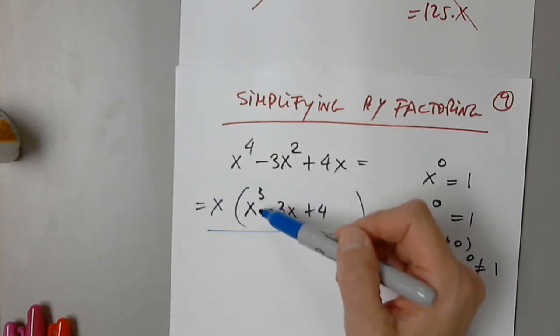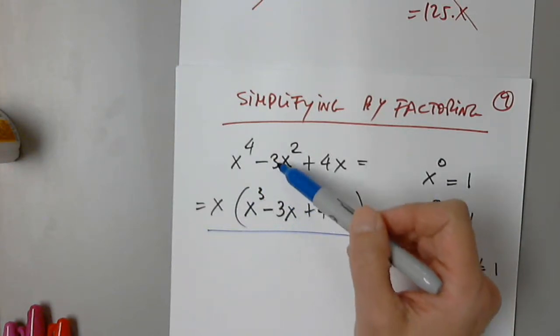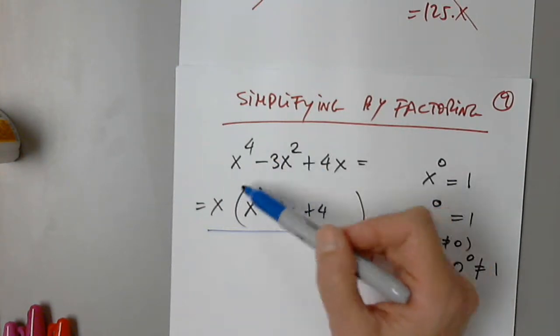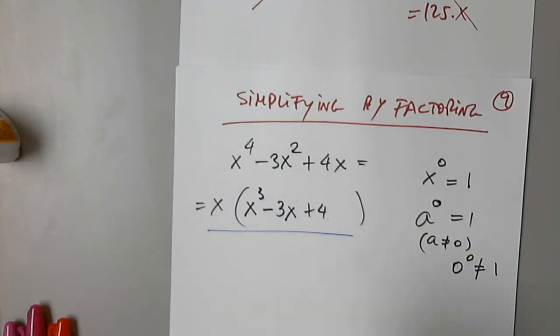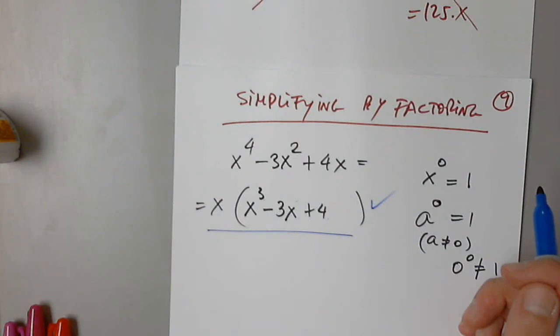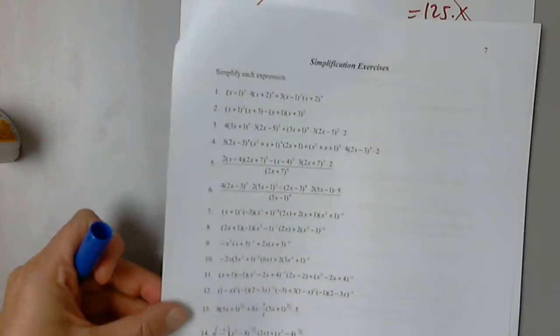X times x to the third: copy the base, add the exponents. X times negative 3x: copy negative 3, copy the base, add the exponents. X times 4 is 4x. Is this clear to all? Awesome. Let's start slow and then go further.